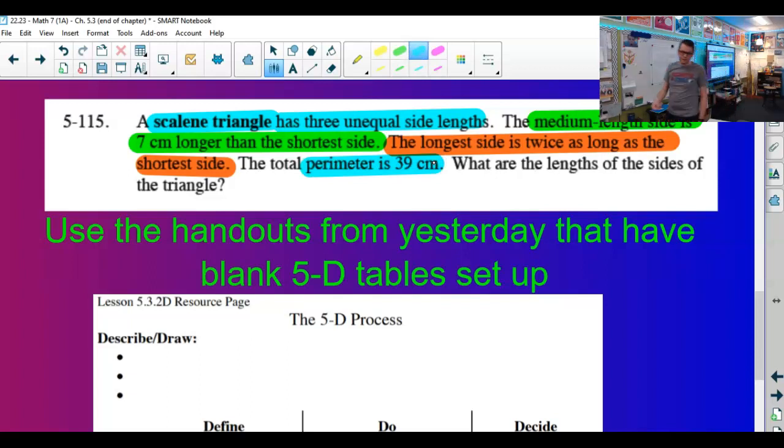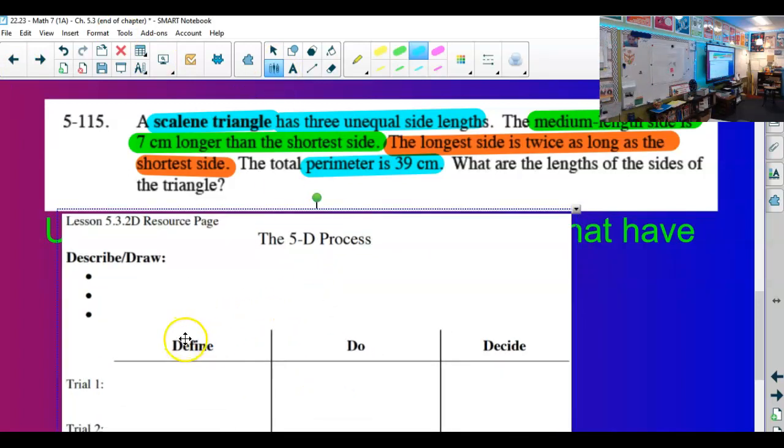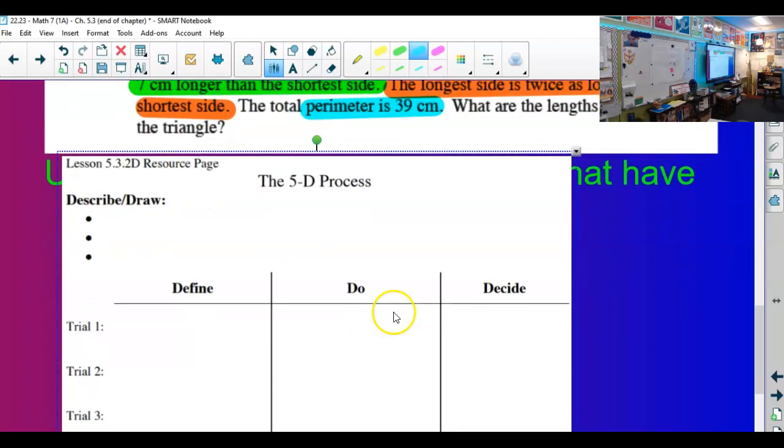So if we're going to use our 5D handout, I just gave mine away. So make sure we flip to the back of that packet. So we've got those blank 5Ds. What would we do first? Like yesterday, we had our define section split up into van and truck. This define section isn't split up yet, but can anyone tell me what 3 things we're going to be working with here?